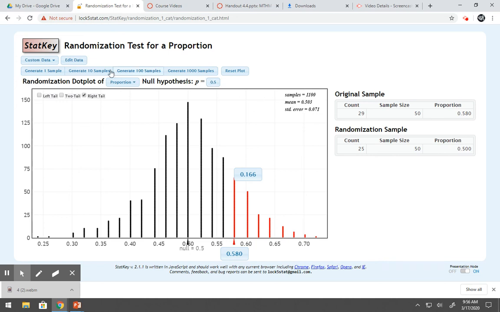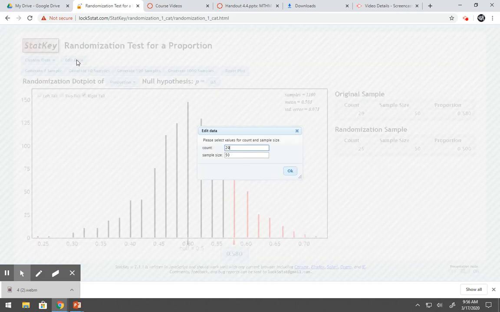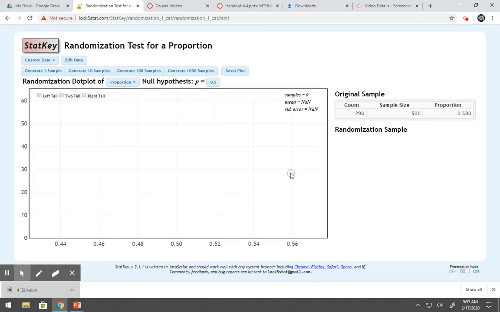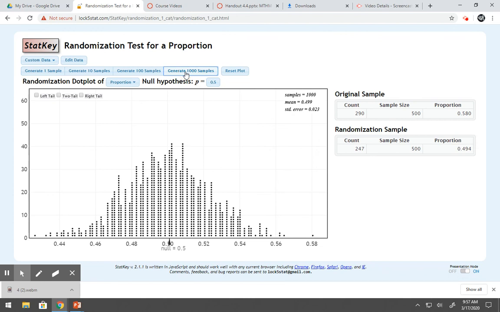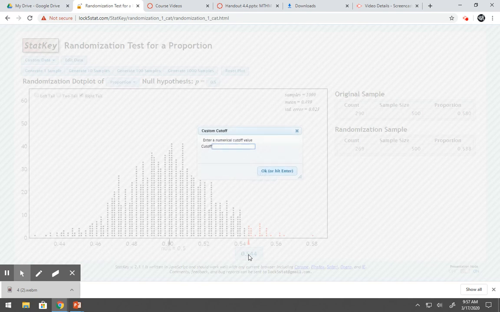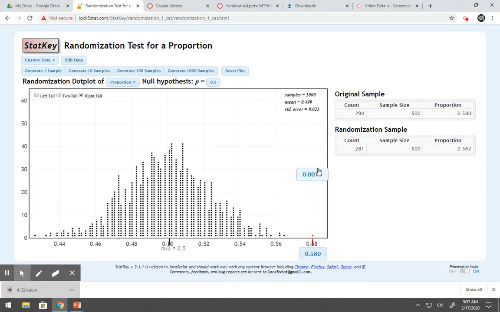I'm going to edit the data and make it 290 out of 500. I just increased the sample size to 500 instead of 50. I'm going to rerun the 1,000, do the right side tail at 0.58 one more time, and look at what happened to the p-value. It got extremely small. In fact, it's small enough to reject at 1%.